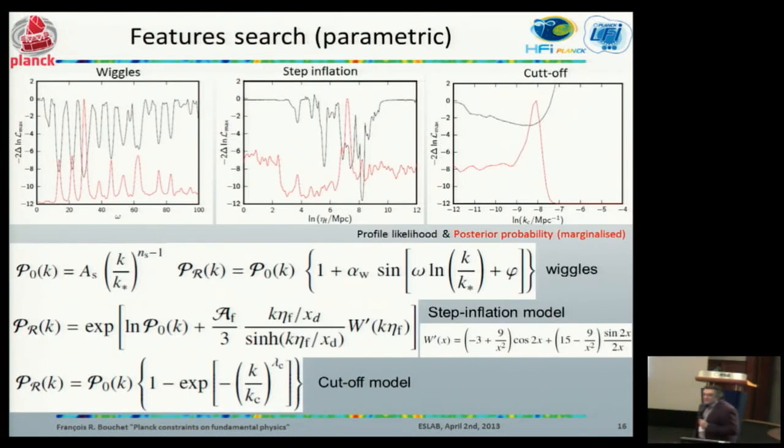Now, we can also make some search, which is rather than just doing non-parametric, trying to find the power spectrum mode by mode, you can look also at the collection of models which do have features. So here is a wiggle model, which in log k has any process that would be periodic during this exponential inflation that would naturally do something of that type. Step inflation, if anything, would happen at some point during inflation.